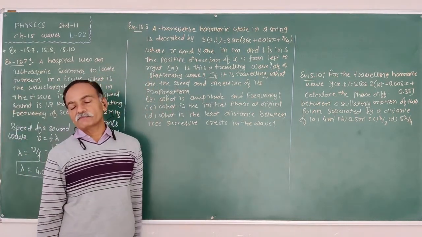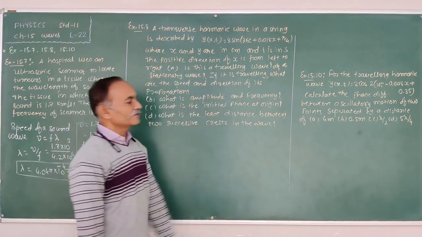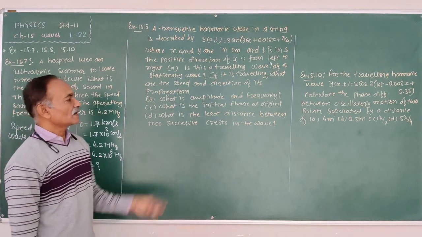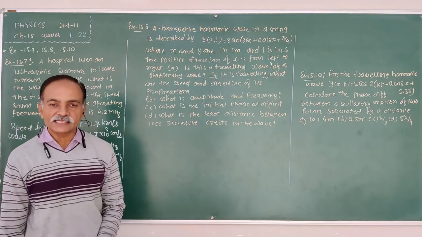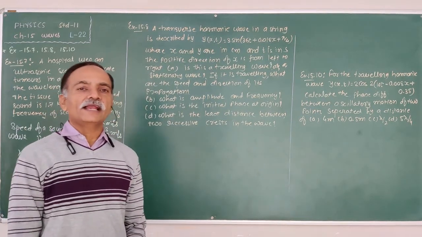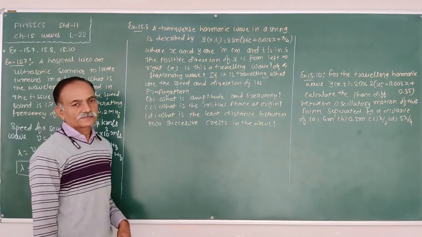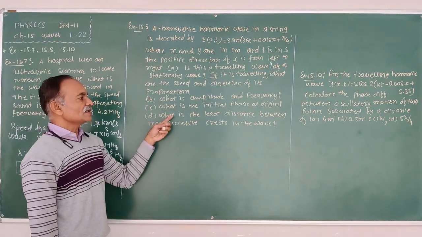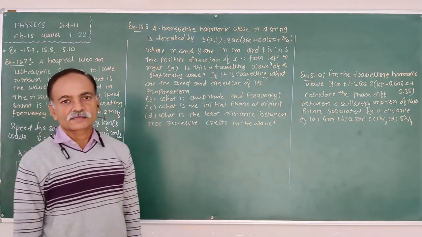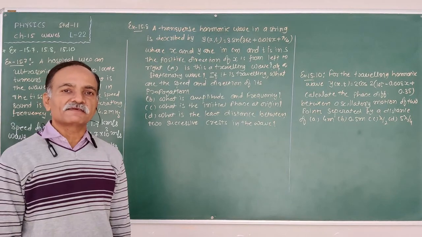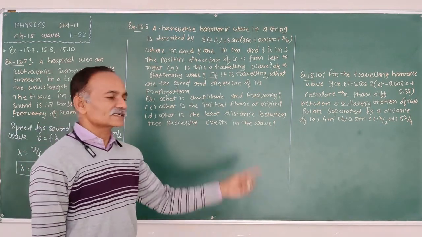Now part B. What is the amplitude and frequency of the wave? We also have to find out the amplitude and frequency. And third, what is the initial phase at the origin? That means at the initial time, t is equal to 0, and at the origin x is equal to 0, what is the initial phase of the wave? And last, what is the least distance between two successive crests in the wave? The minimum distance between the two points at which successive crests are formed.